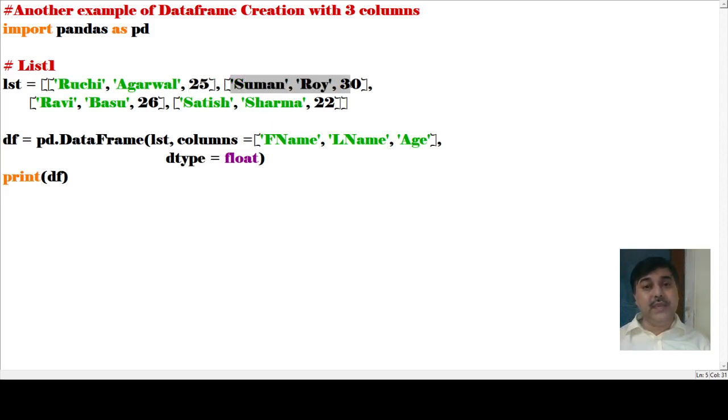In this way one second row we have taken, one third row we have taken, and one fourth row we have taken. All are inside the bracket. Now what you can see is df equals pd.DataFrame, we are calling this first. Then for columns we are giving first name, last name and age. As we are giving first name, last name and age, we are also giving the data type. The data type we have given is float, then print df.